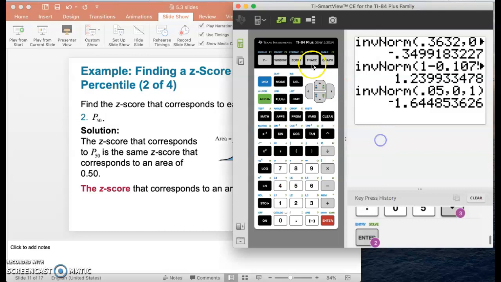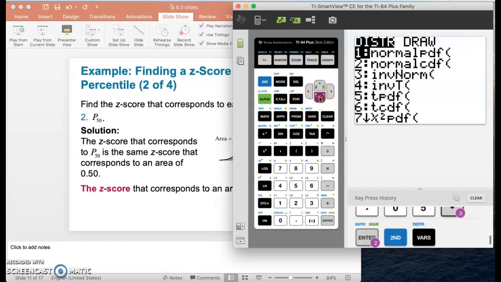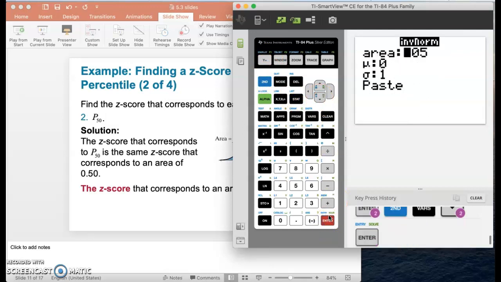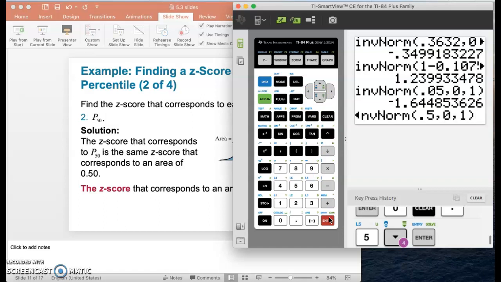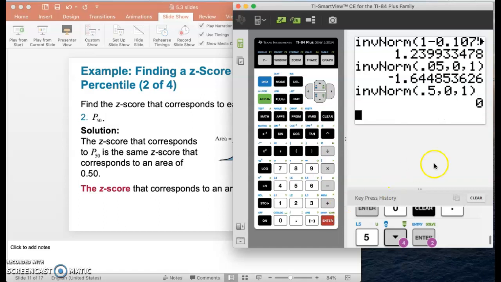You could also do it on your calculator, going to second and then vars, arrow down again to inverse norm, select enter. This time our area is going to be 0.5 and the mean is 0. The standard deviation is still 1. Arrow down to paste and select enter, and enter one more time, and you can see the z-score corresponds to 0.